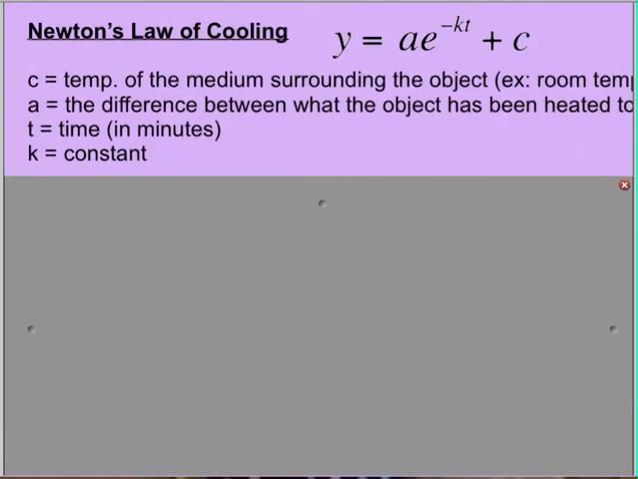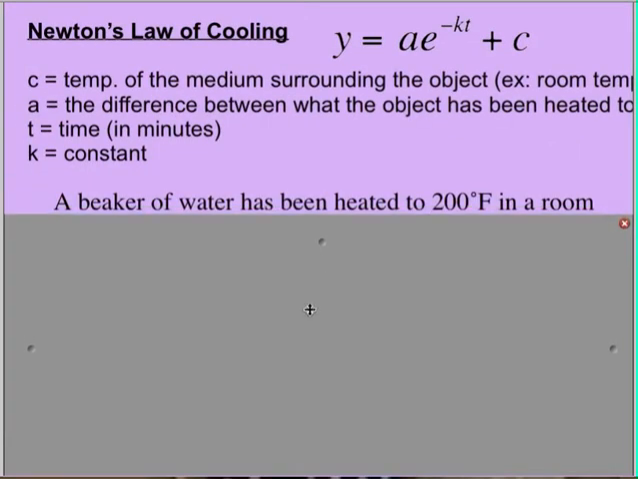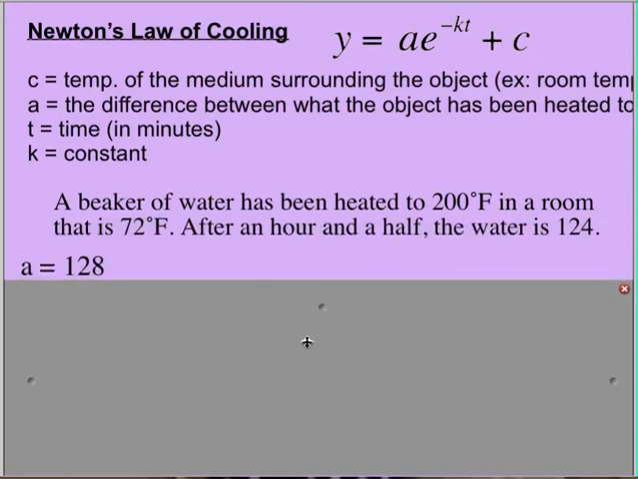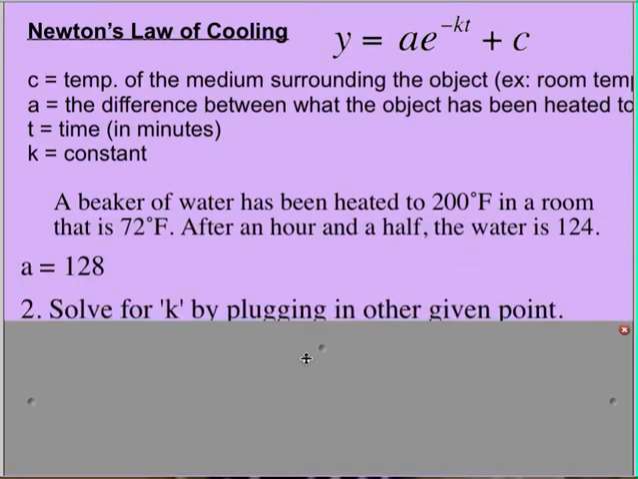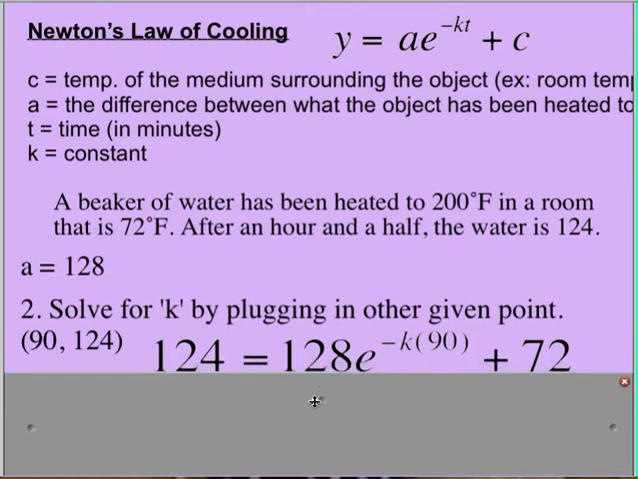The second step with a Newton's law of cooling problem is to solve for the k value, the constant. So we have A is 128. We want to solve for the k constant by plugging in the other given point. And it says after an hour and a half, the water is 124 degrees. Well, I need to convert that hour and a half to minutes because Newton's law of cooling is always in minutes. And then the 124 is the y value. So an hour and a half in minutes is 90 minutes. And then the 124 is what I'm going to plug in for y.